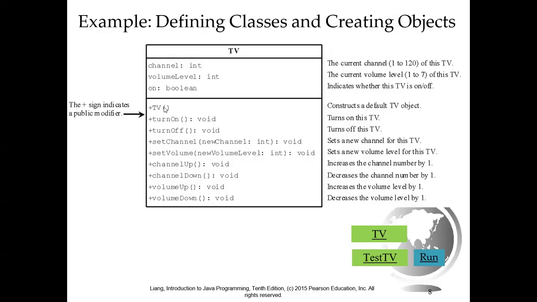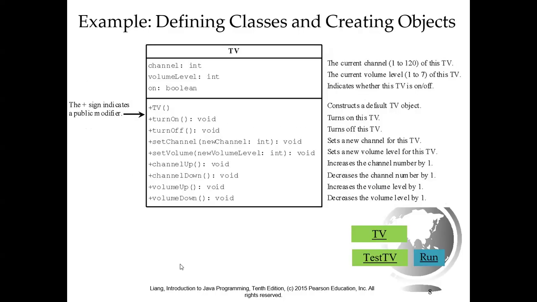The first one is the constructor method, right? We use the constructor to initialize a default TV object. We can pass the channel, volume level, and the on state. We can pass the default values of the three data fields within our constructor. The second and third are the turn off and turn on methods, which means you can turn on this TV or turn off this TV. The third one is set channel. That means you can set a new channel for this TV. And the fourth one is set volume. It is the same thing, you can set a new volume for the TV. Also, besides setting something, you can also change something, right? Like change the channel up and down and change the volume up and down. And that's it.